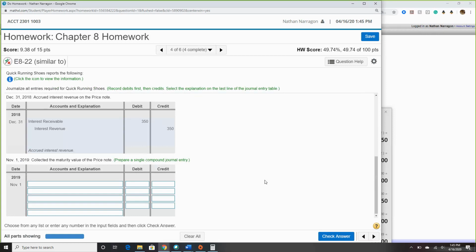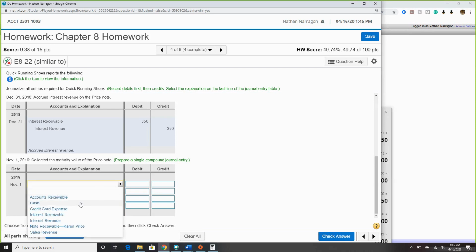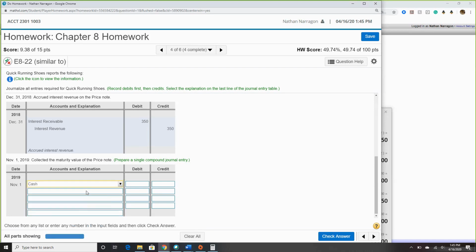we're going to let basically the note. And they're saying single compound, just one journal entry. So here I'm going to skip the debit. Well, the debit in itself is cash, receiving cash. And the first credit that you're going to have is, of course, the note receivable. Remember, this is always the principal. So for me, that was $1,500.